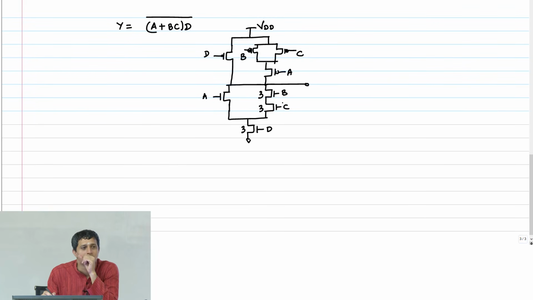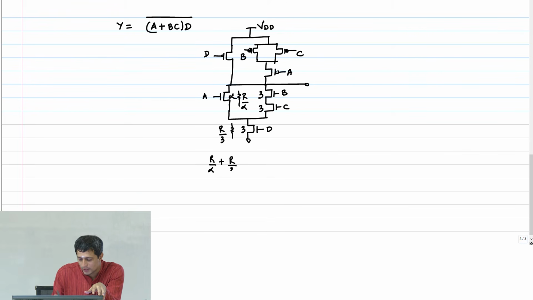Correct. 3 by 2, it can't be less than 1, right? That's a golden rule because the inverter has size 1. You can't get less than that, right? So if this is alpha, then this resistance is R by alpha, this resistance is R by 3, and I want R by alpha plus R by 3 to be equal to R. Therefore, alpha will be equal to 3 by 2.